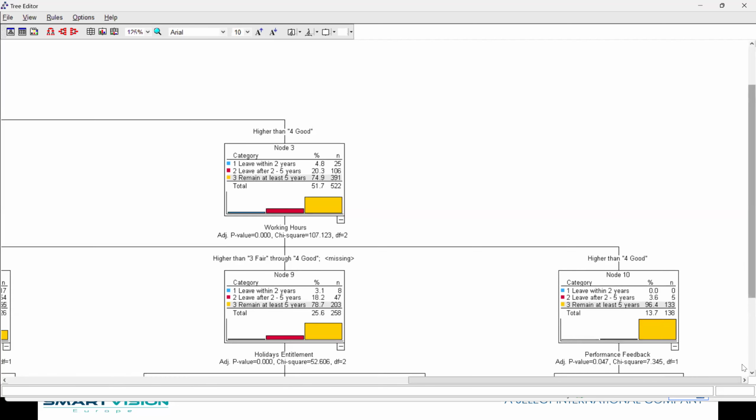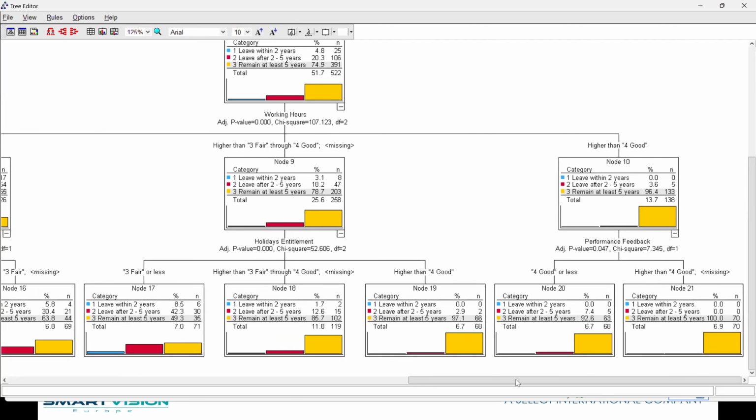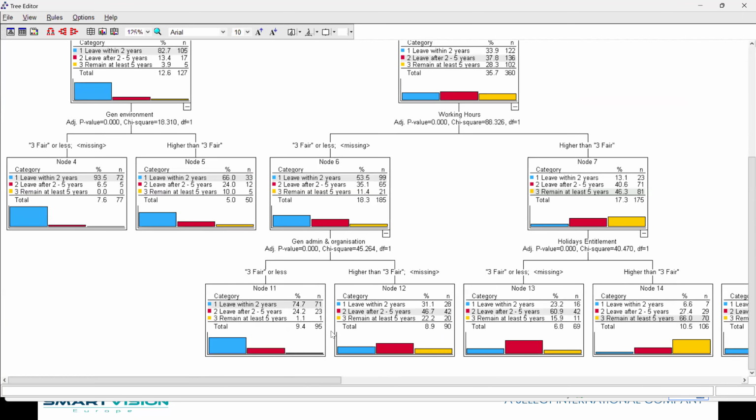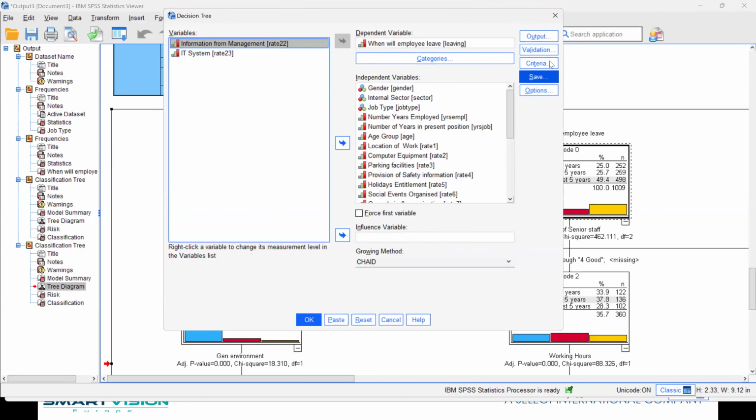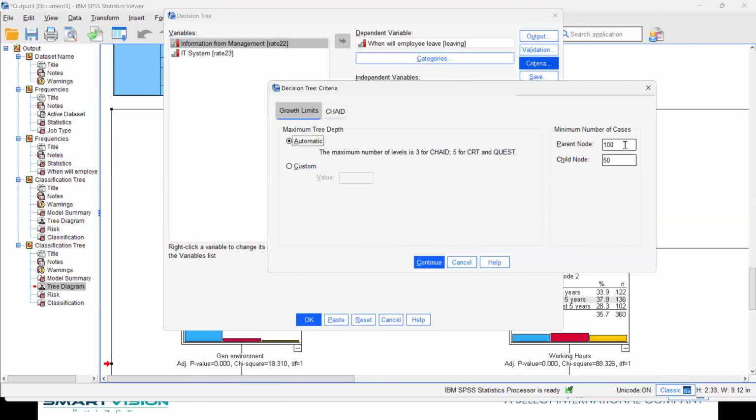Now, at some point, these trees stop. You can see they get down into group sizes here of 90, 69, 106. They stop because either they can't find any more statistically significant factors to add in, or because the group sizes get too small. So you can give it permission to build a more complicated tree by going to criteria here and saying, look, I'll allow you to create a group size as small as 20, just 20 cases in there.